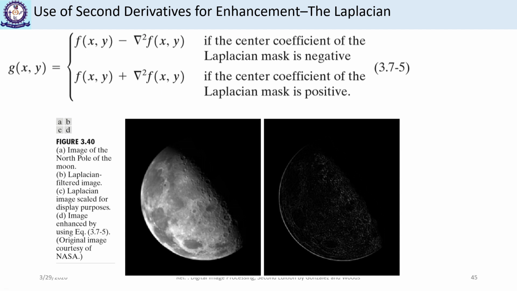Now let's see how these Laplacian filters are applied on images. This is the image of the north pole of the moon. Now if the second order Laplacian filter is applied on this, then we get this kind of image. Here you see the edges are clearly visible, but since we have a step response from dark to white, we have got a double response in the output.